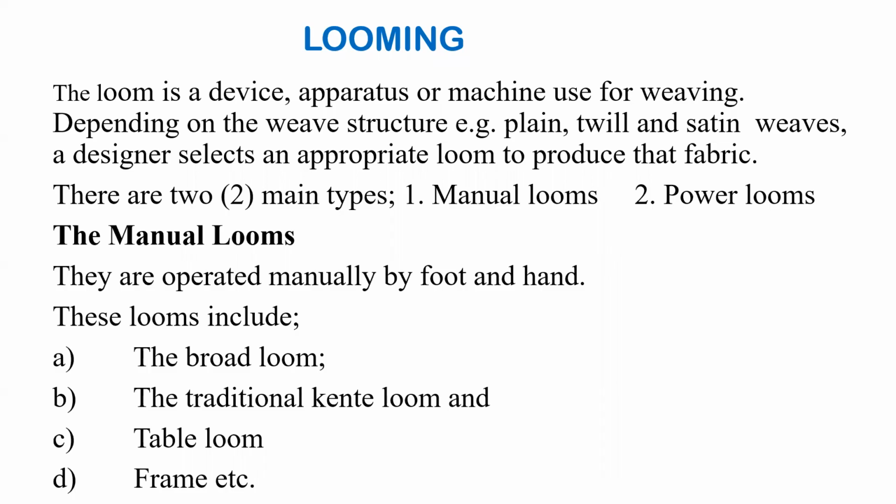So we have two main types of looms: the manual looms and then the power looms. Manual looms are operated manually by foot or by hand, so they are man operated. These looms include the broad loom, the traditional kente loom, the table loom, and the frame loom. They are all manual looms, operated either by hand or the foot.